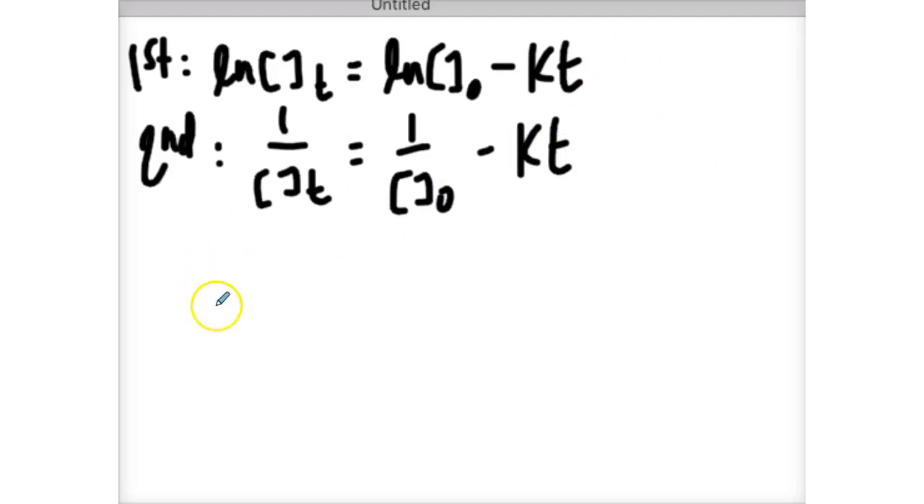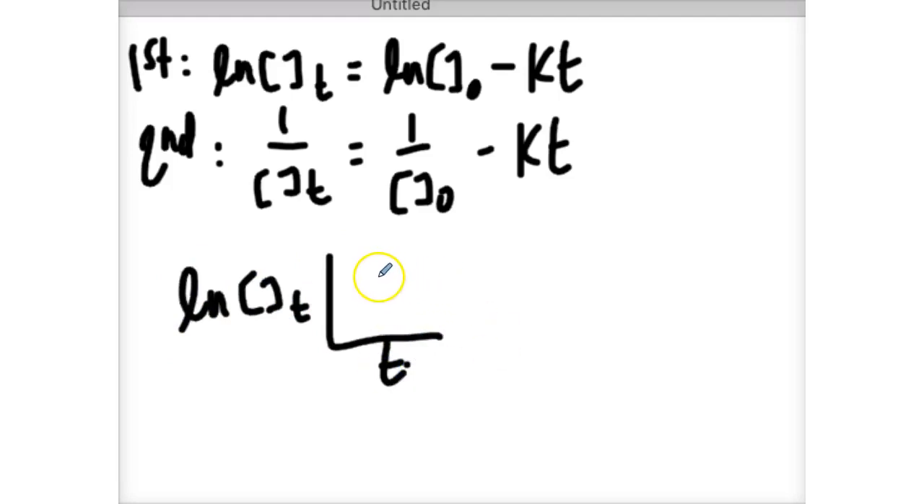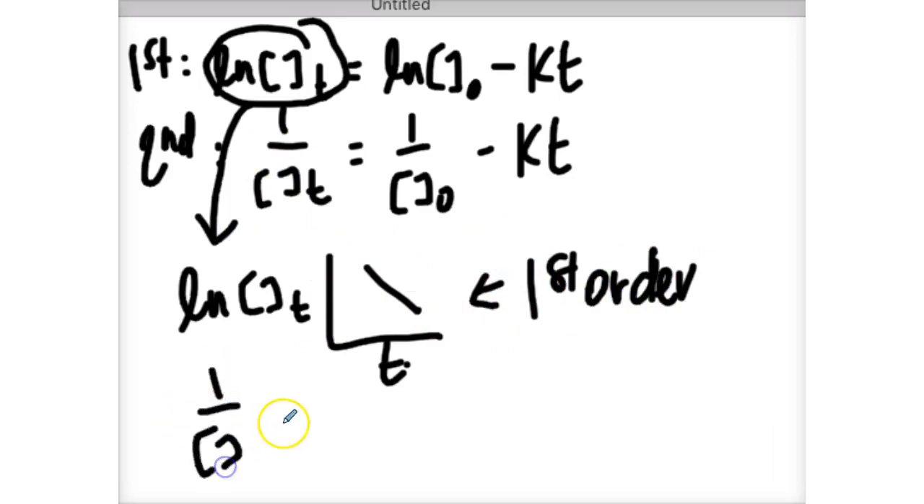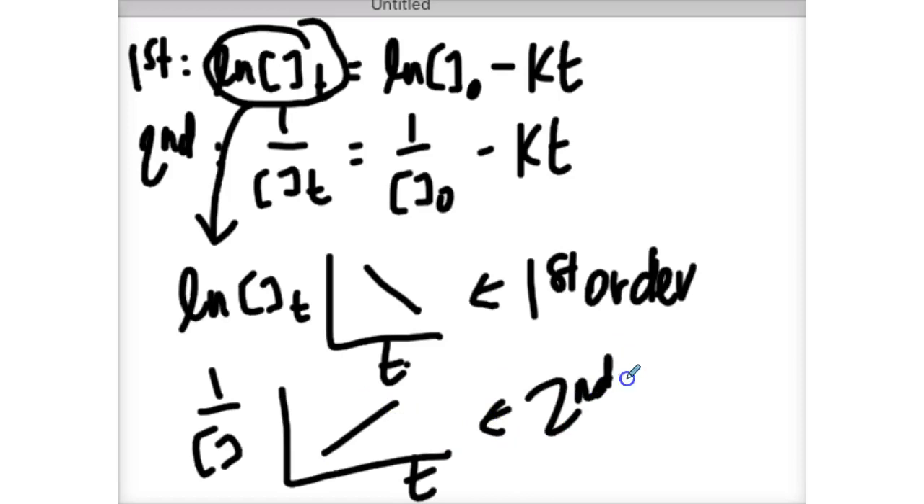If we were to graph natural log of the concentration with respect to time, and we get a negative slope, then we know the reaction is first order. See how it has natural log of concentration, right? So if that's the case, then it's first order. And then if you graph 1 over the concentration with respect to time, and that happens to give you a positive slope, then it's going to be second order.